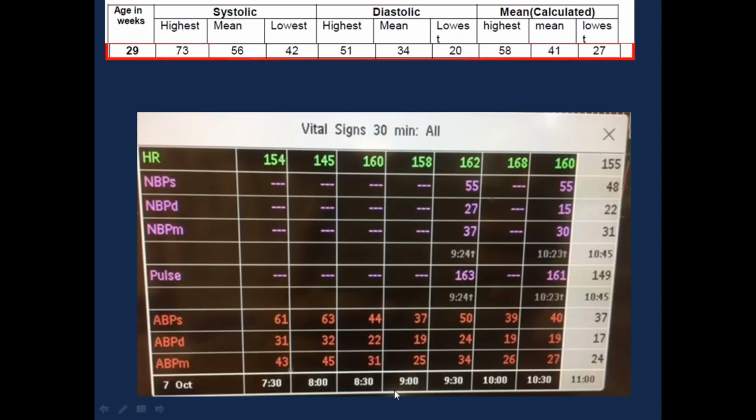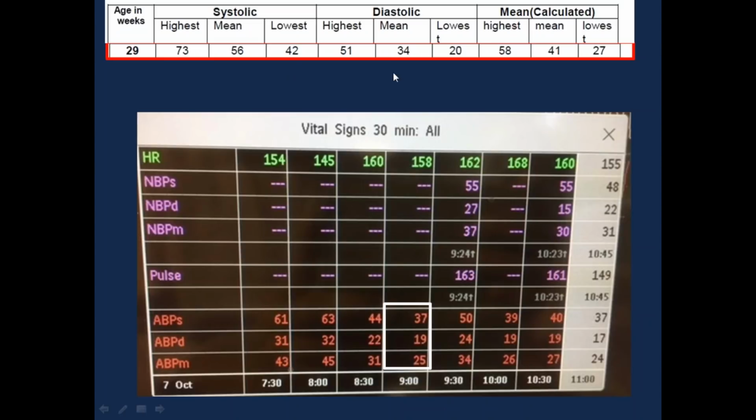And you can notice here that the blood pressure dropped at this point. So you have systolic blood pressure 37, and I ignored actually the mean. 37 and 19, which one is more lower compared to the gestational age here? So the lowest acceptable systole is 42, so it is low.